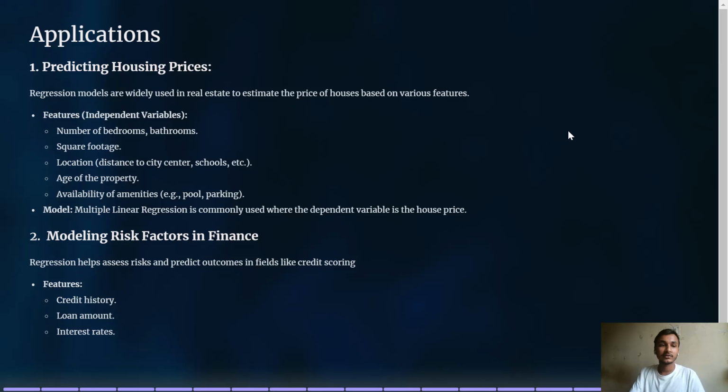Okay, now let's look at the applications. First one is predicting house prices. So regression models are widely used in real estate to estimate the price of a house based on various features. So the dependent feature here is the price of the house.